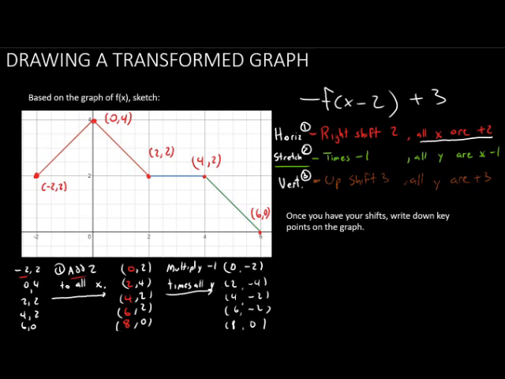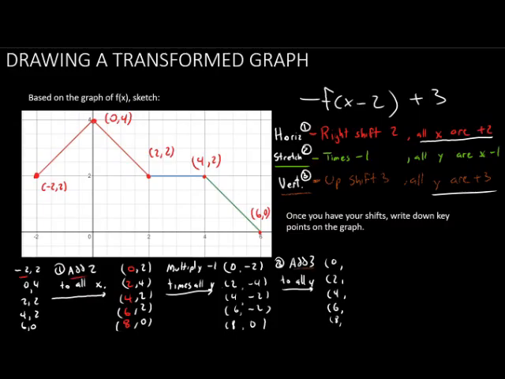Now for our third step, we will do an upward shift of 3, which means all of our y will gain +3. This means for this step, our x's once again do not change. They remain 0, 2, 4, 6, and 8. However, all of the y's will gain 3.